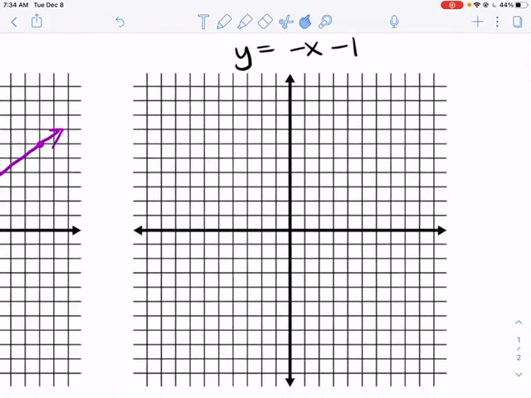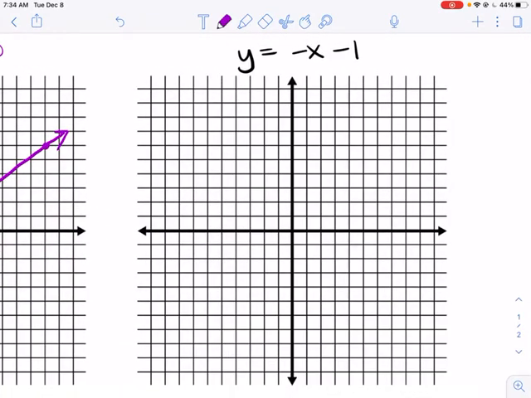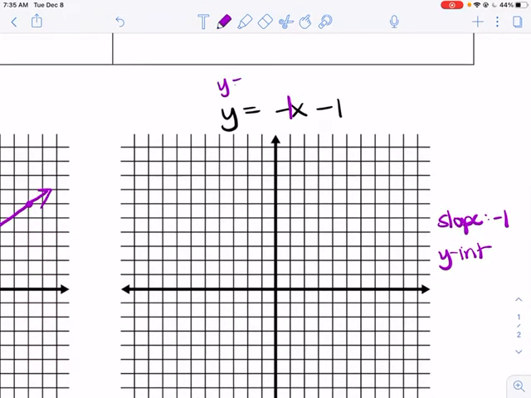Let's look at this one. Okay, my slope, I don't really see a number in front of the x, but remember, if there's no number in front of the x, we assume that it's a 1. So this slope is going to be -1. And my y-intercept, now the format was y equals mx plus b. And I have minus, so I can't just write 1. That doesn't work out. But I could rewrite subtraction as adding a negative, so our b is going to be -1.